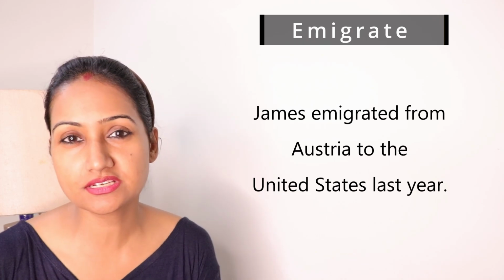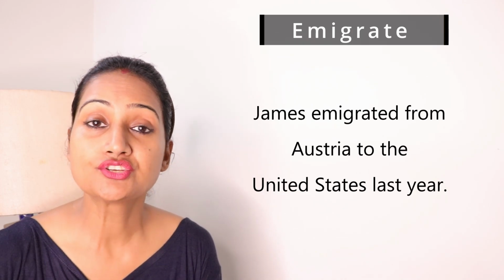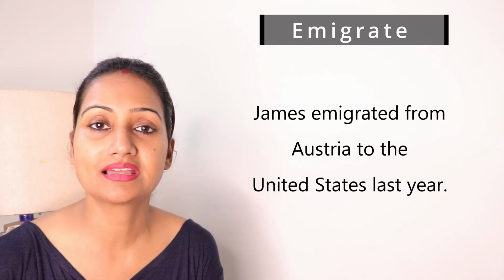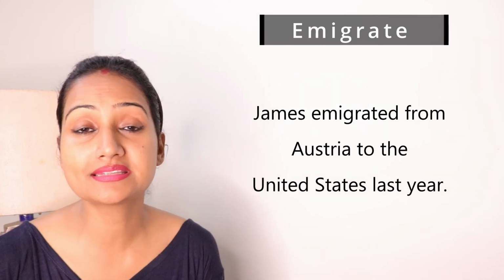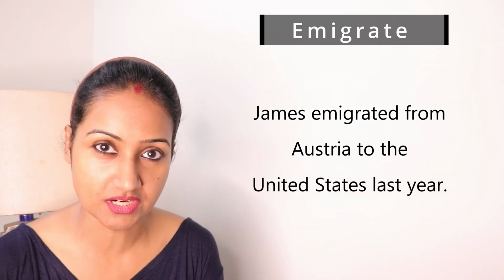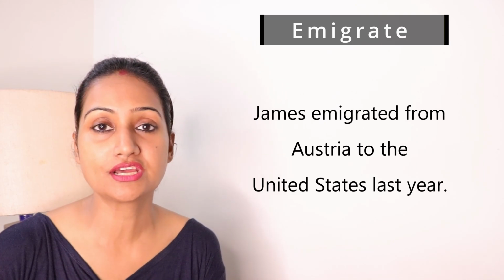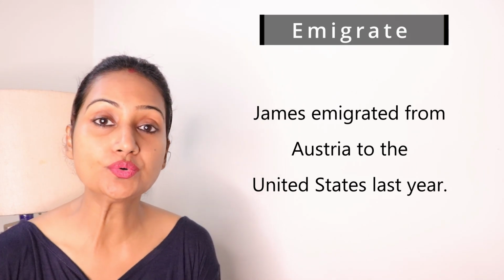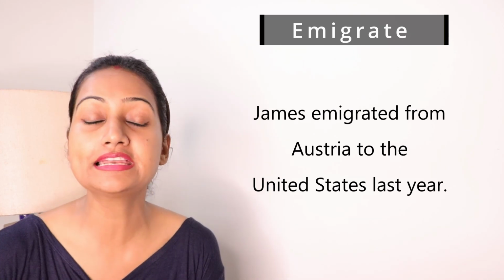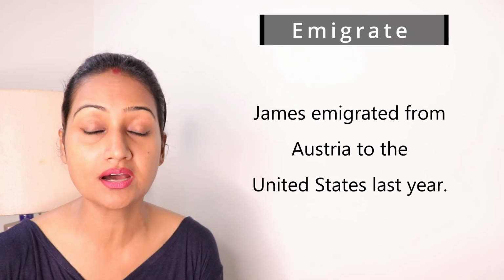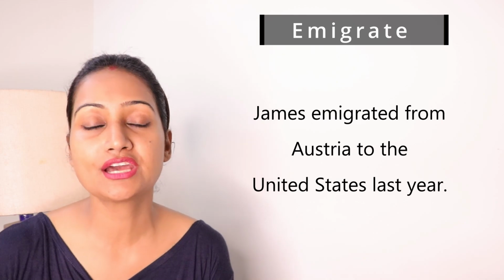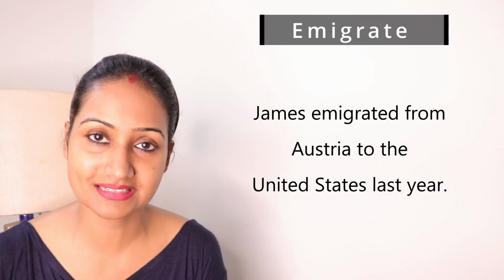James emigrated from Austria to the United States last year. So this means that James was born in Austria, he was living there, and then he emigrated from Austria to the United States. So he left his country, Austria, permanently and went to the United States.